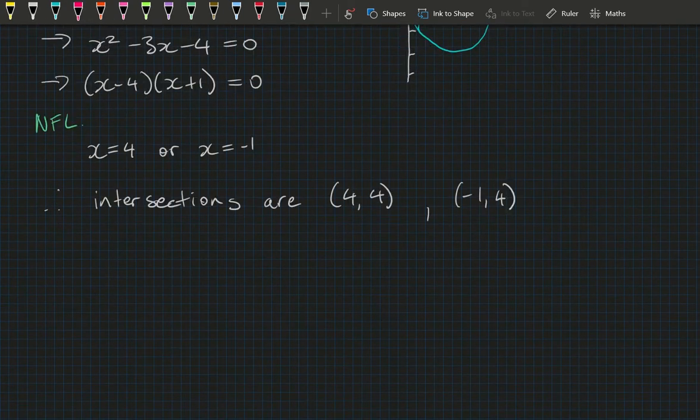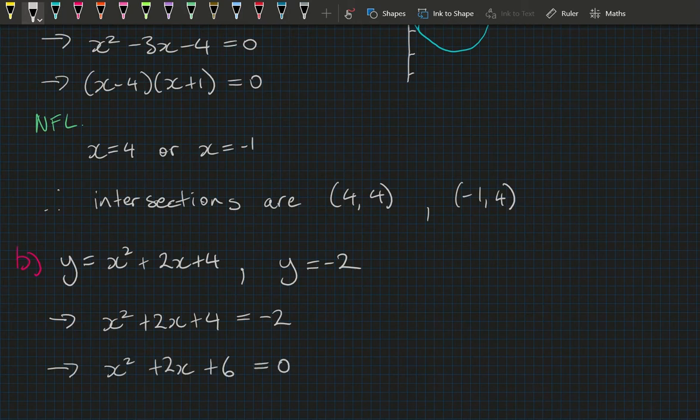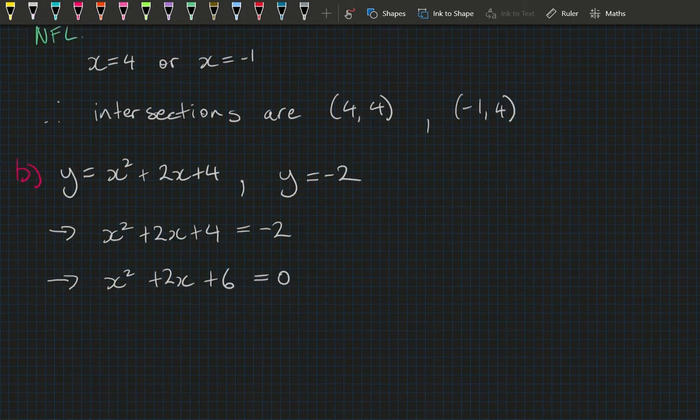Let's move on to part B, where we've got the quadratic x squared plus 2x plus 4 and the line y equals minus 2. And of course they intersect when they're equal, so we'd get x squared plus 2x plus 4 equals minus 2. And adding 2 to both sides, we've got x squared plus 2x plus 6 equals 0. And there's no factors of 6 that add up to 2. So I think we should jump straight into the quadratic formula. And I can see that b is 2, a is 1, and c is 6.